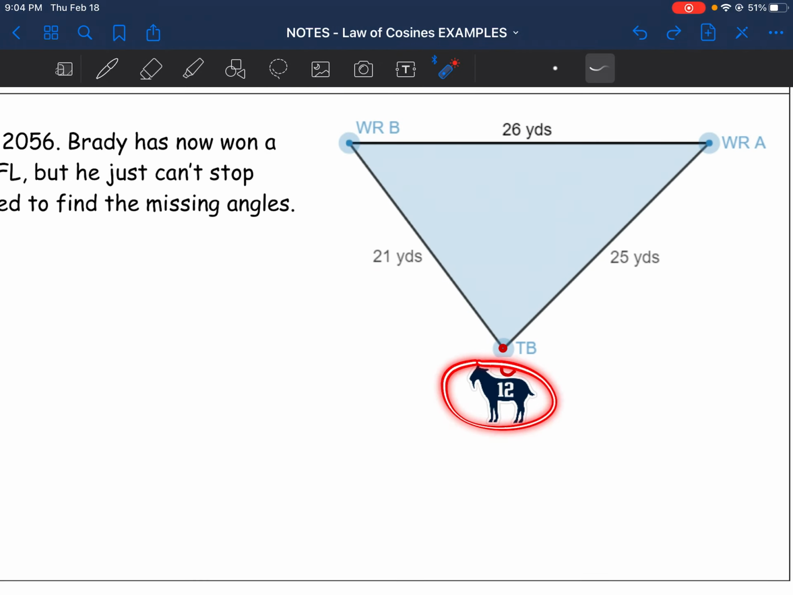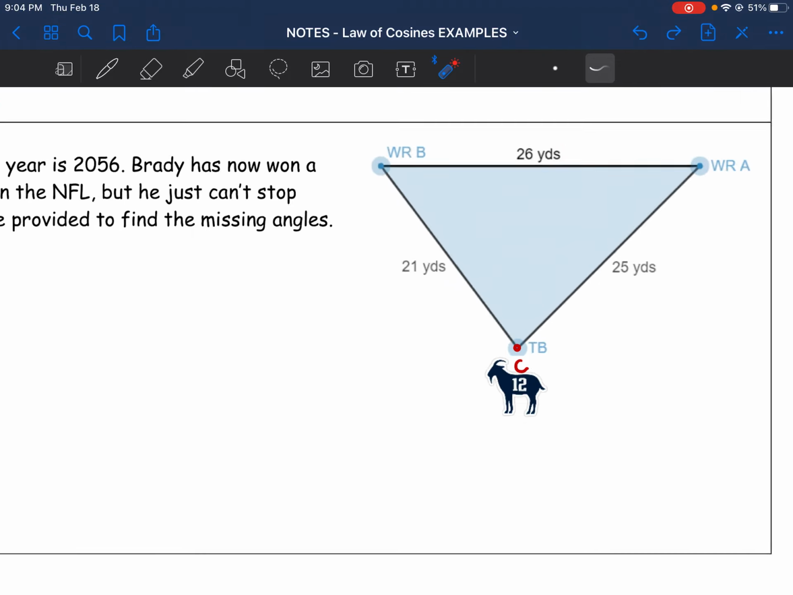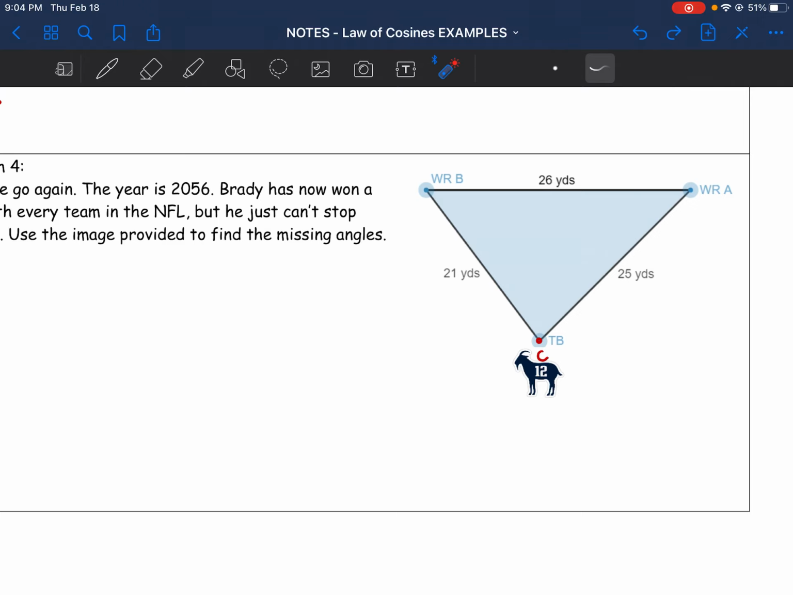Here's the GOAT, Tom Brady, throwing to two different wide receivers, wide receiver A and wide receiver B. The distance from Brady to wide receiver A is 25 yards. The distance from Brady to wide receiver B is 21 yards. And the distance from wide receiver A to wide receiver B is 26 yards. What we want to do is look at the triangle that's created between Brady and his two wide receivers, and we want to calculate each of the individual angles.